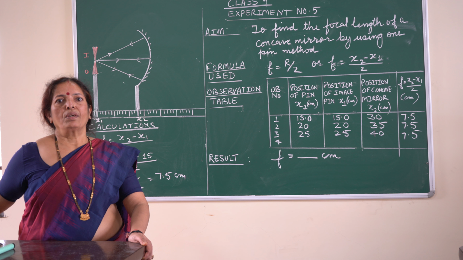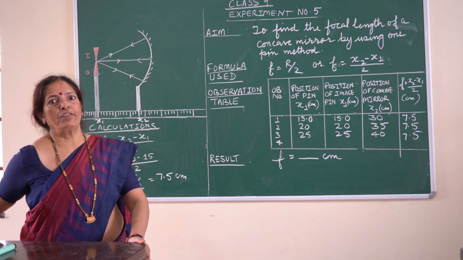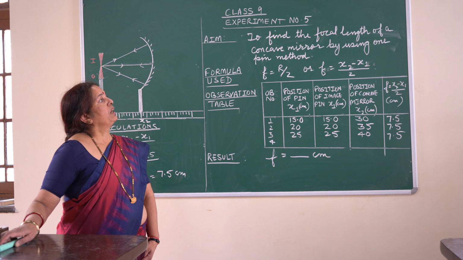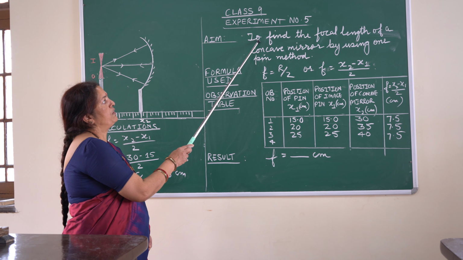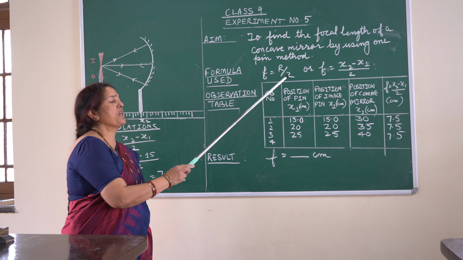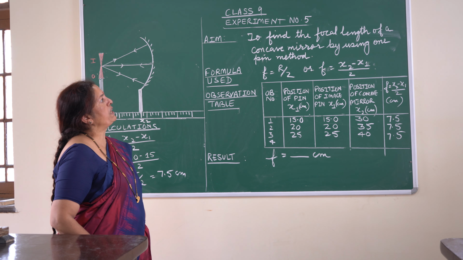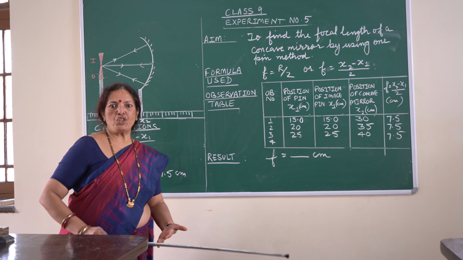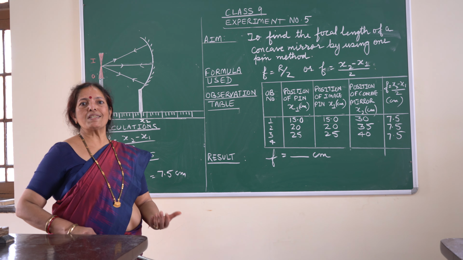Good morning, boys. Now I am going to explain to you experiment number 5, which is based on a concave mirror, and the aim of the experiment is to find the focal length of a concave mirror by using the one pin method. And the apparatus used here will be a concave mirror, an optical bench, a pin which will be used as an object pin.